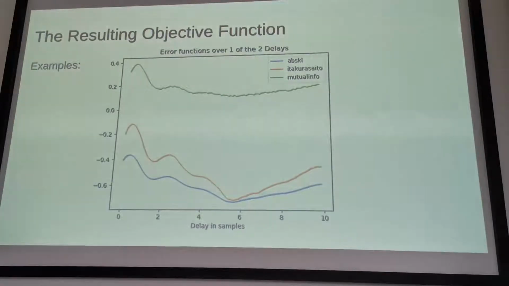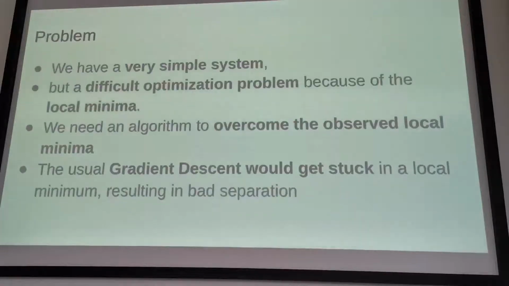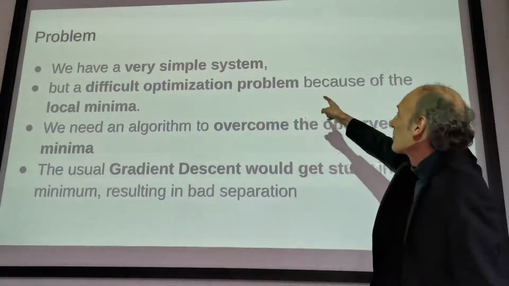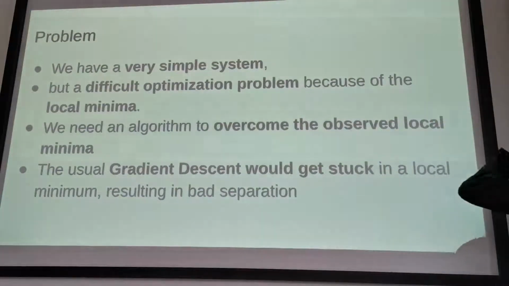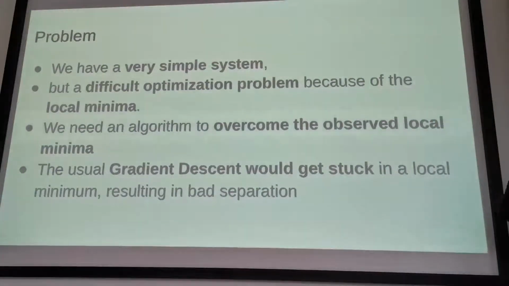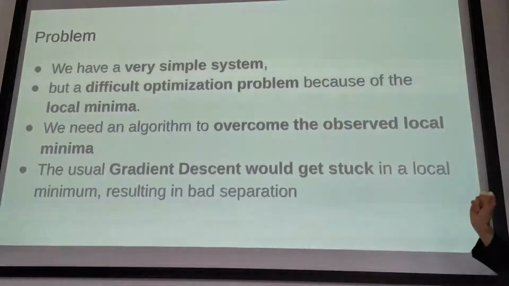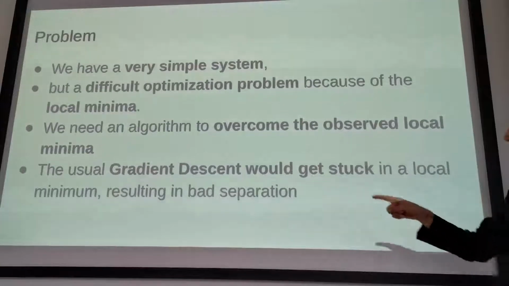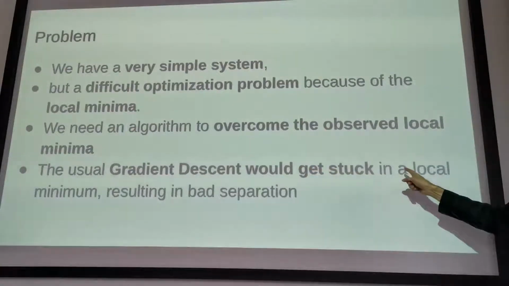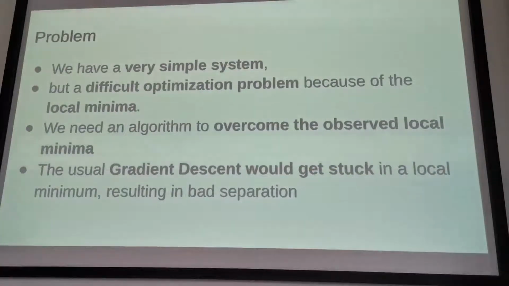So we found some interesting approaches. So we have a very simple system, but a difficult optimization problem because of the local minima. Right? And that means we need an algorithm to overcome the observed local minima, because the usual gradient descent would get stuck in the local minima, resulting in bad minimization and bad separation as a consequence.